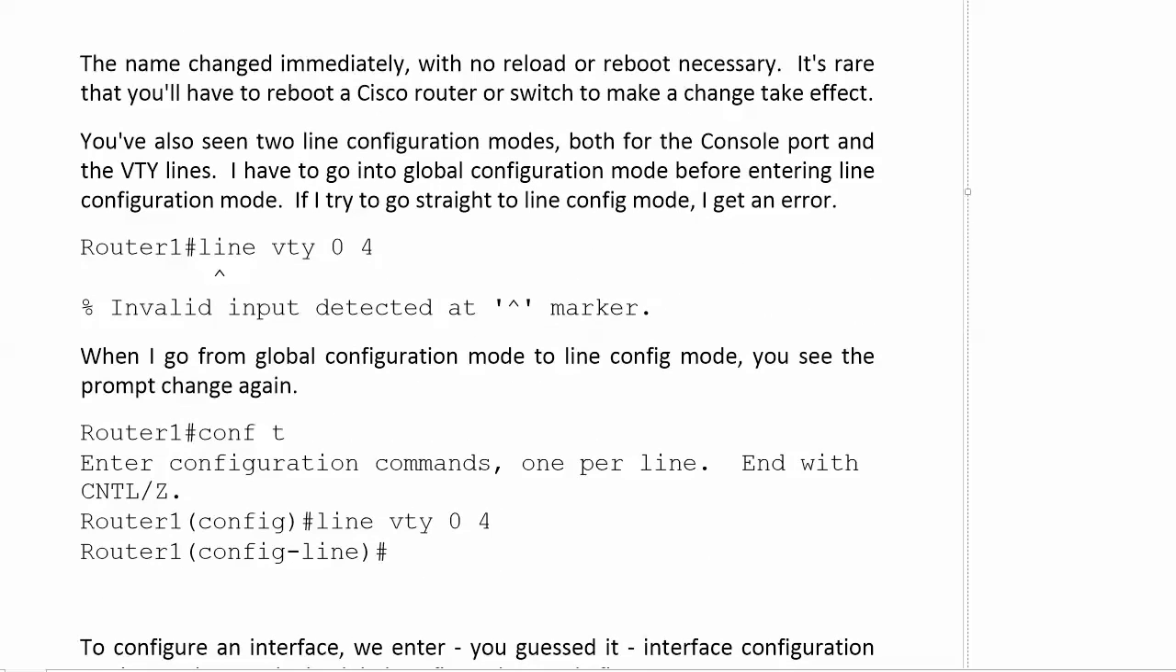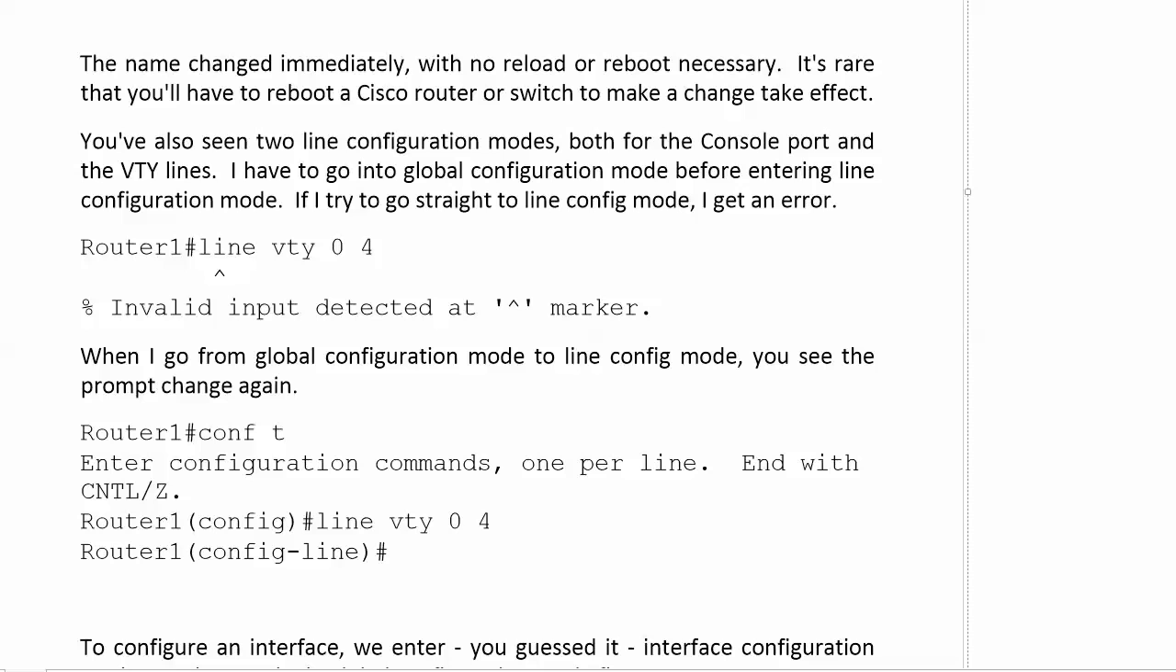Now, a couple of sections here I have for you on the board too, and we'll be configuring these live, but I want to show you these on the board as well. We've gone through a couple of line configuration modes, both for the console port and for the VTY lines. Note that you have to be in global config mode to get to line config mode. You can't go straight there.